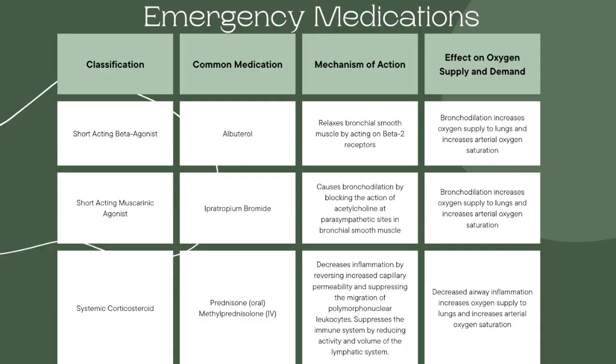Albuterol is considered a short-acting beta agonist, or a SABA. It works to relax bronchial smooth muscle by acting on beta-2 receptors with little effect on the heart rate. For COPD exacerbation, a metered-dose inhaler, or MDI, or nebulizer is preferred for administration.